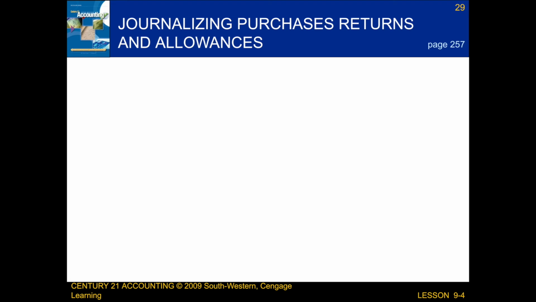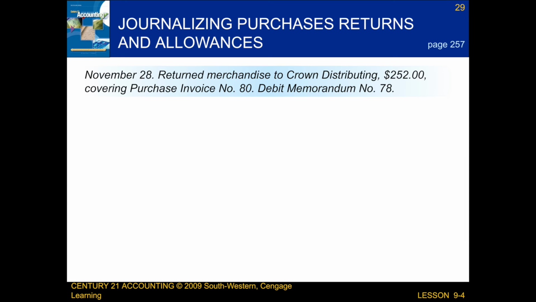Okay, so the last thing that we're going to be talking about in this lesson is journalizing purchases, returns, and allowances. This transaction reads, on November 28th, returned merchandise to Crown Distributing, $252, covering purchase invoice number 80, debit memorandum number 78.